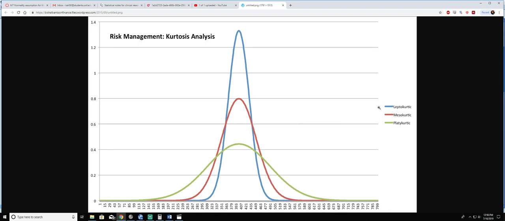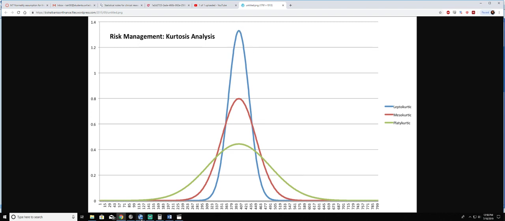And then leptokurtic values, you can think of lepto as long, and those represent a more positive kurtosis statistic. A positive kurtosis statistic would mean that more of your data is gathered around the mean, so it's more centrally located, which is why this one is taller and skinnier.